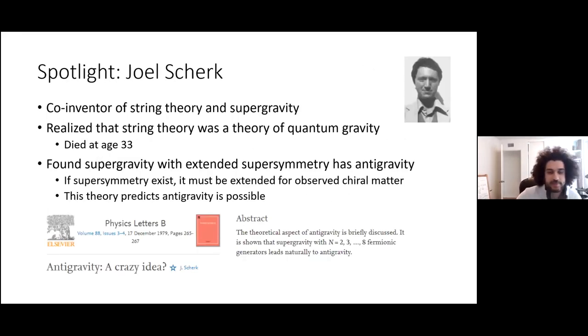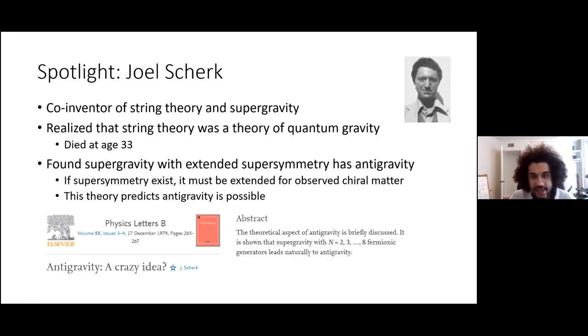So I'm going to spotlight a few respectable scientists in this talk. One of them is Joel Scherk, because he was the co-inventor of string theory and supergravity. And he was the one who realized that string theory was a theory of quantum gravity. So I also mention this because he wrote a paper on anti-gravity a few months before he died, based on a tragic accident. But basically, supergravity with this notion of extended supersymmetry has anti-gravity.